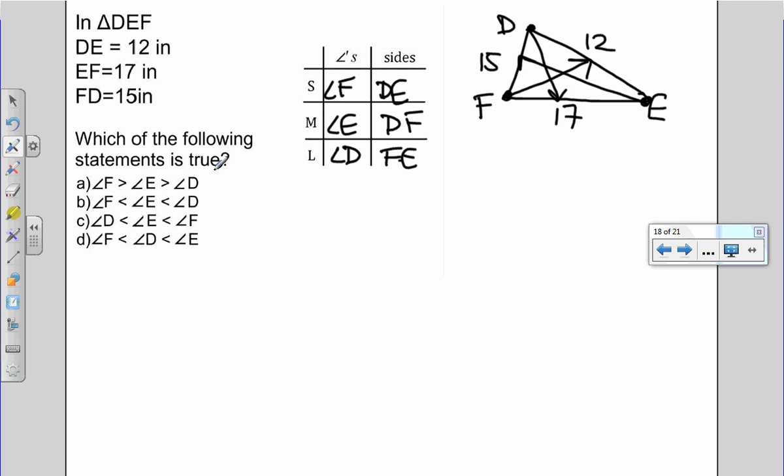So which of the following statements is true or correct? F is bigger than E is bigger than D. Well, hey, F is the smallest. That's not possible. F is smaller than E is smaller than D. Yeah, that's the good one. B.